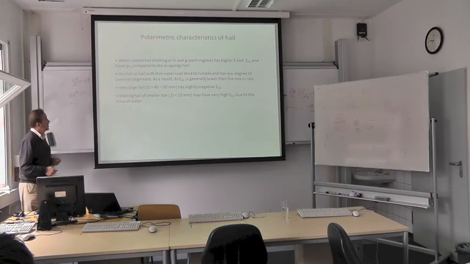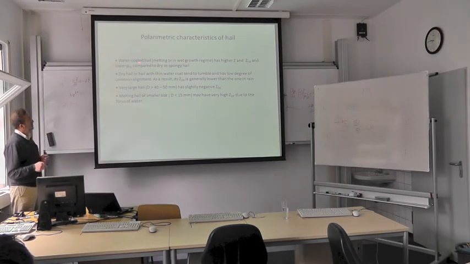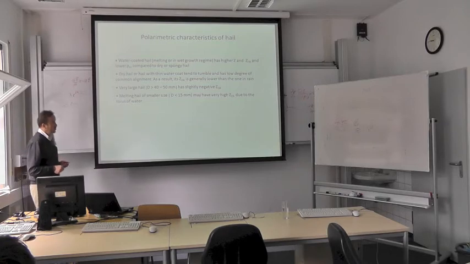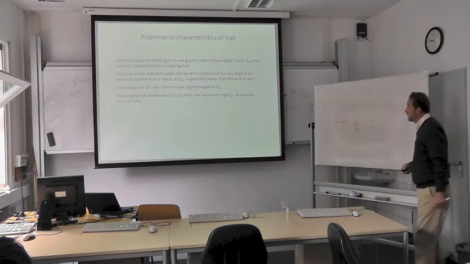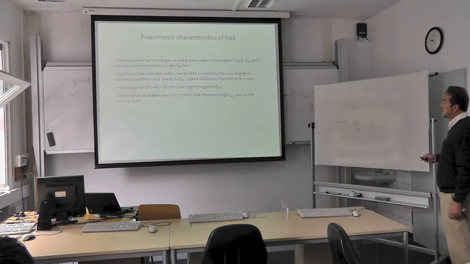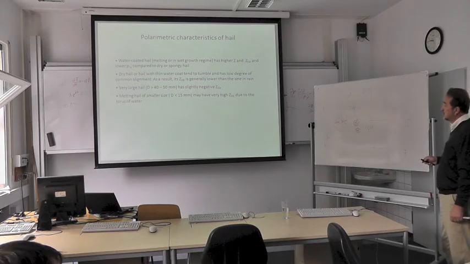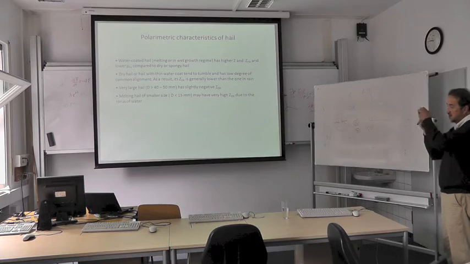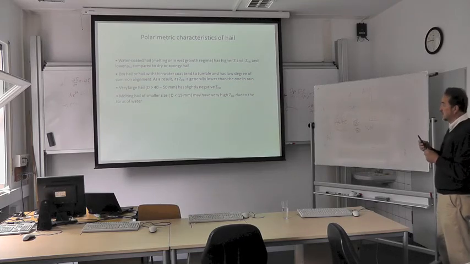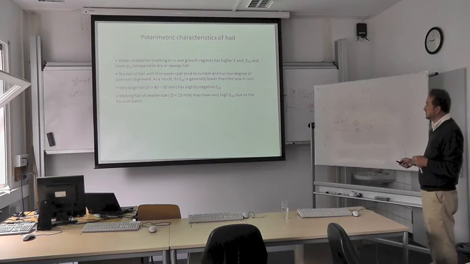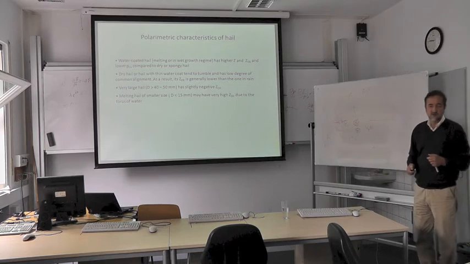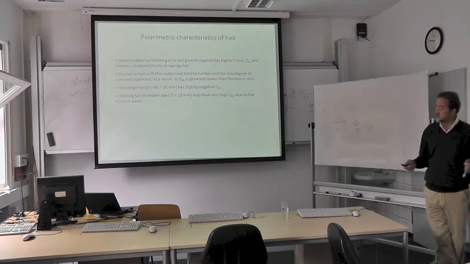Polarimetric characteristics of hail: generally, water-coated hail in the melting or wet growth regime has higher Z and ZDR and lower cross-correlation coefficient compared to dry or spongy hail that is growing in the dry regime. If the hail is dry, with a very thin water coat, then these hailstones are usually tumbling. Their orientations are more random, and as a result, differential reflectivity is generally lower than in rain. This circumstance was used primarily for polarimetric detection of hail at S-band, for example.